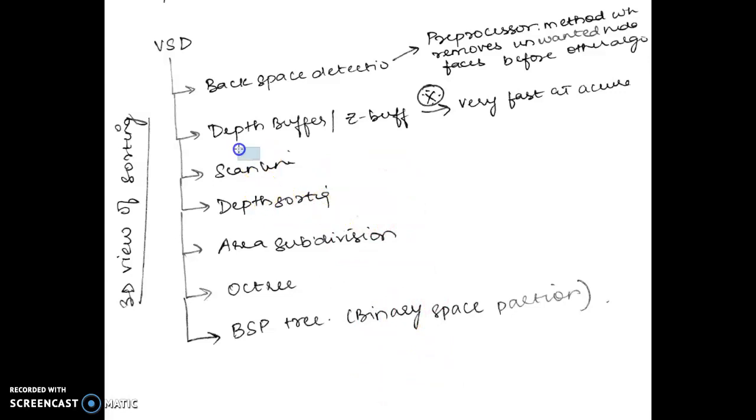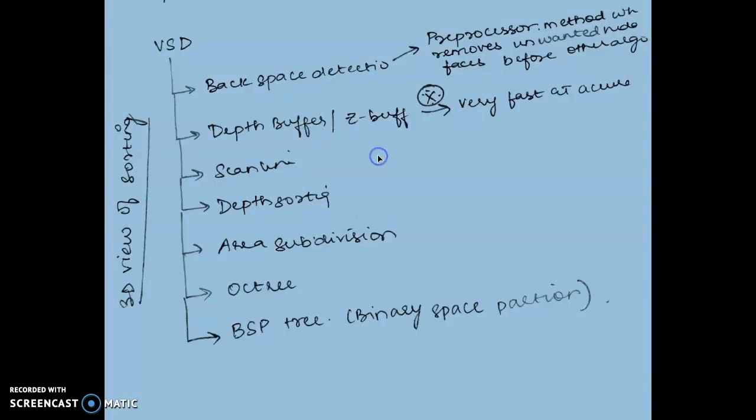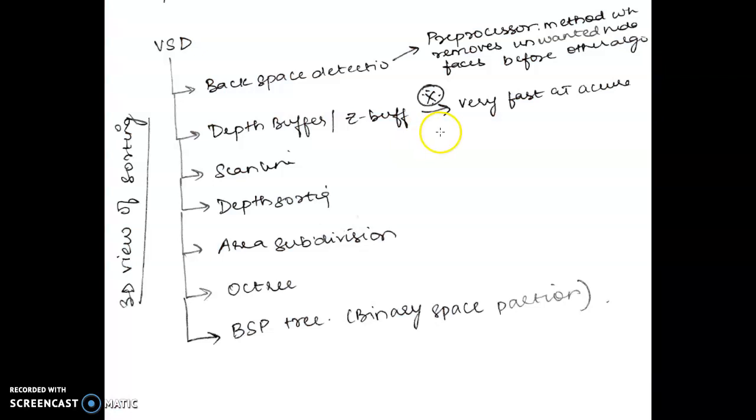The next one is the depth buffer or Z buffer algorithm. The Z buffer algorithm is very fast and accurate, and these days it is the most commonly used algorithm. Next is the scanline algorithm. After that is the depth sorting algorithm, which is also known as the painter's algorithm. Next is the area subdivision algorithm. We'll see what octrees are and what BSP trees are.